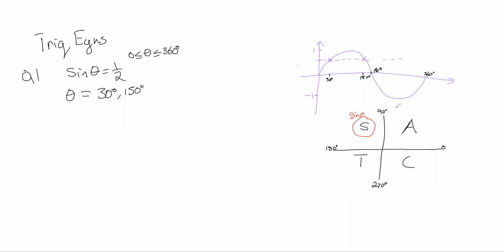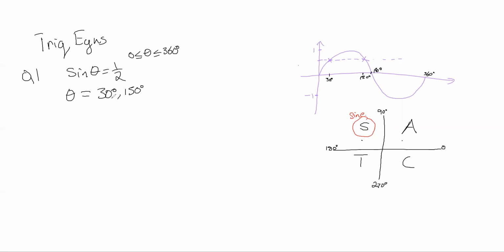But in summary, all trig is positive in the first quadrant, only sine is positive in the second, only tan is positive in the third, and only cosine is positive in the fourth. So knowing that we're dealing with a sine function, we're looking for a positive value. It means we're looking for solutions in the first and second quadrant.